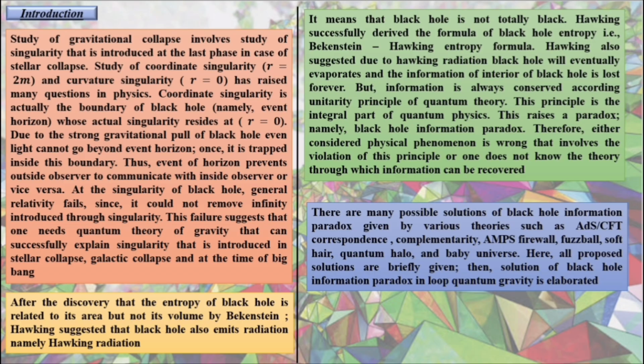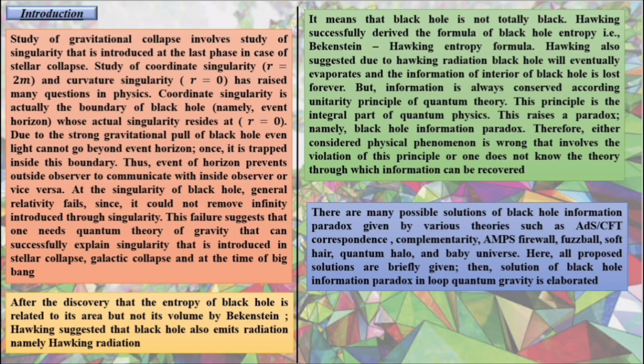Hawking suggested that due to Hawking radiation, black hole will eventually evaporate and the information of interior of black hole is lost forever. But information is always conserved according to principle of unitarity of quantum mechanics. This principle is the integral part of quantum physics. So this raises a paradox, that is black hole information paradox. Therefore, either considered physical phenomena is wrong that involves violation of this principle, or one doesn't know the theory through which information can be recovered.